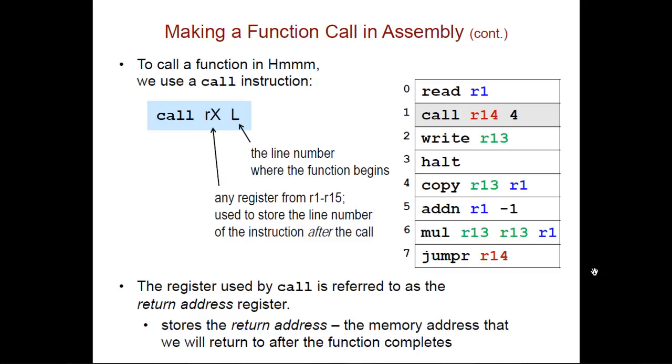And so R14, that address that's getting stored in it, is known as the return address because it's where we're going to go back to after the function completes. And therefore that register is sometimes referred to as the return address register. So that's how a call is made.